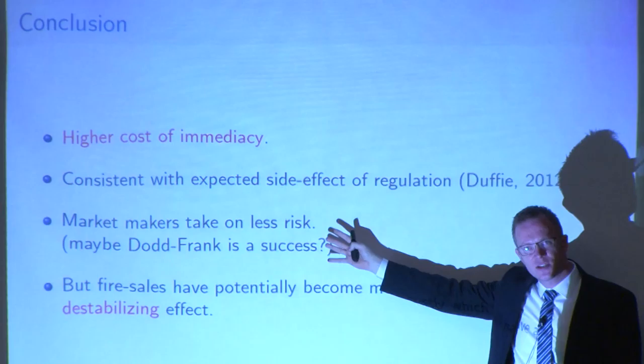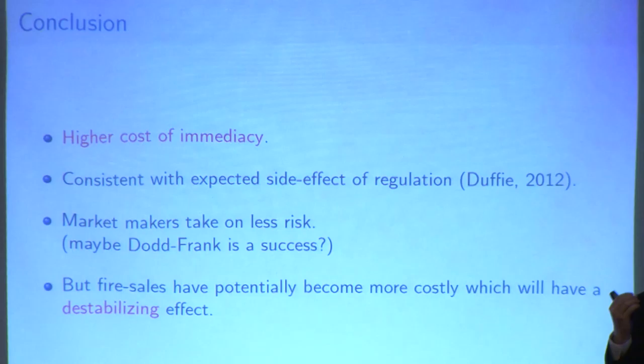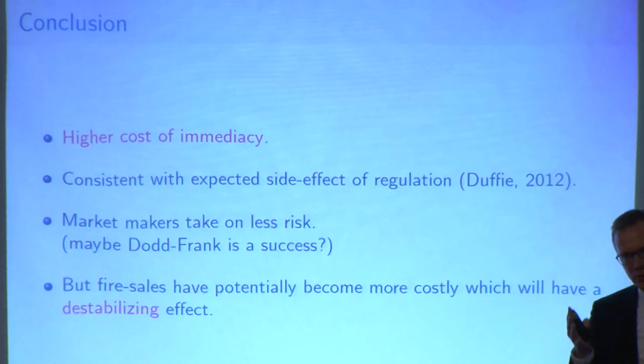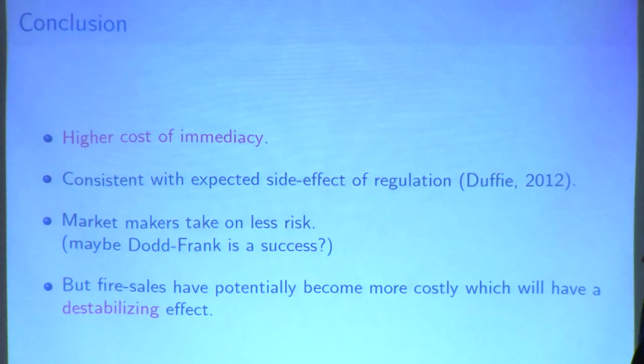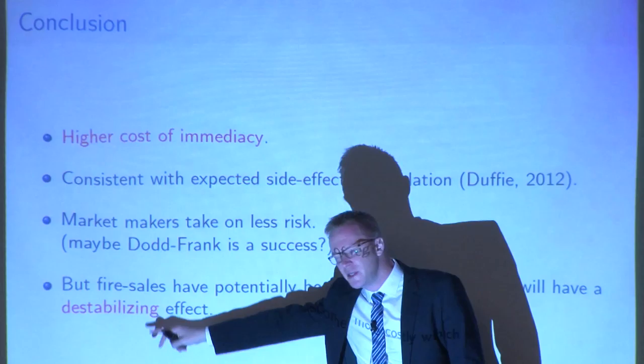But on the other hand, remember that the goal of this regulation is that market makers should be able to also make the market at low cost for investors during financial turmoil. And what you need as an investor during a crisis is you need to get immediacy. And the cost of immediacy is now very high. So it's not clear that regulation is a success up here. And this higher cost of immediacy could have a destabilizing effect during a future crisis.